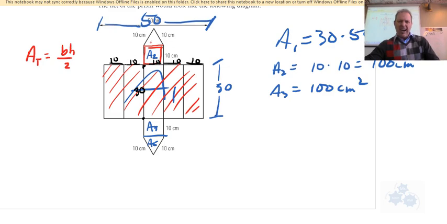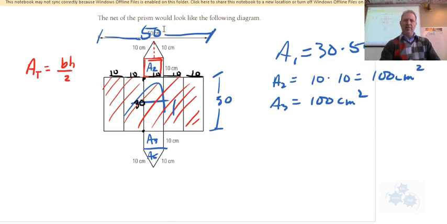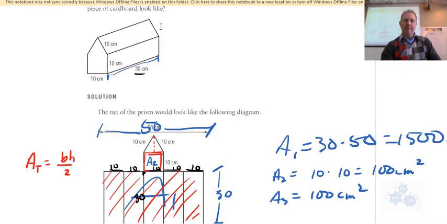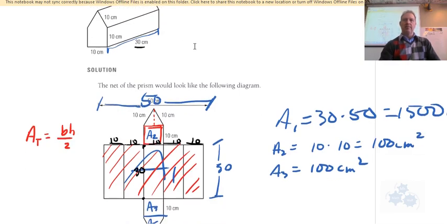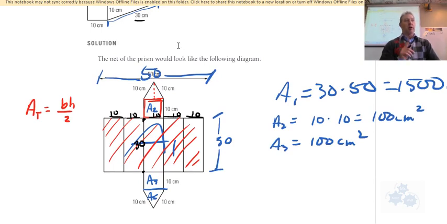Now, do we know the height, though? We know the side length and we know the base, but do we know the height? Are we given that in the diagram anywhere? Let's see. We aren't. We aren't given overall height or anything. So we're running into a tricky part here now. Do you know why? Because we have to find out what this length is right here.